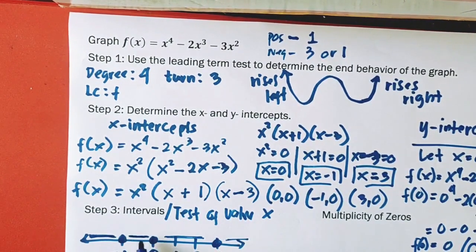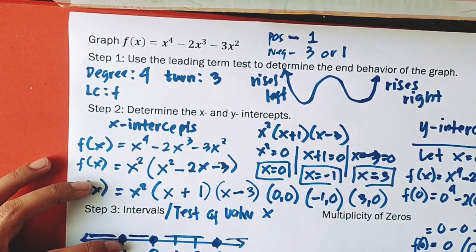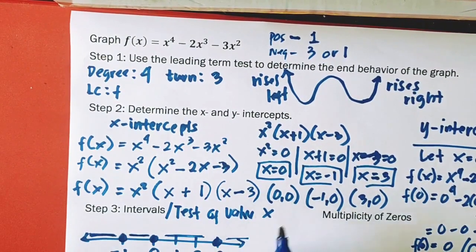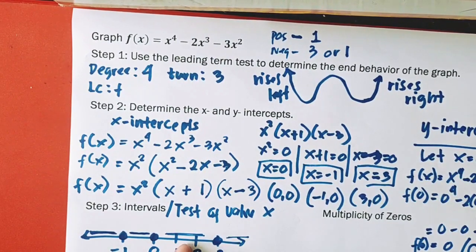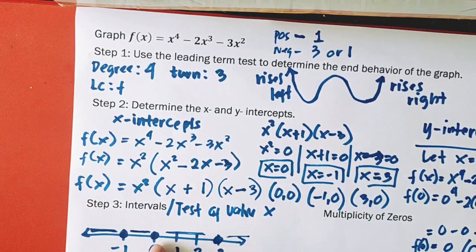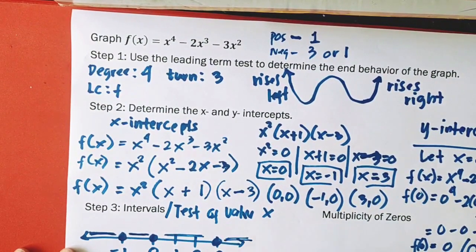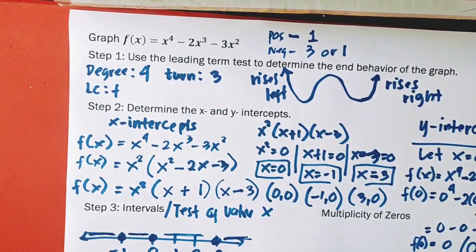Now let's find a number in between negative 1 and 0. We have negative 1 half. Next, in between 0 and 3, it could be 1, 2, 0.5, 1.5, 2.5, any number as long as it's in between 0 and 3. I will pick 1. Next is to the right of 3; I will choose 4. So these are the test values of x: negative 2, negative 1 half, 1, and 4.